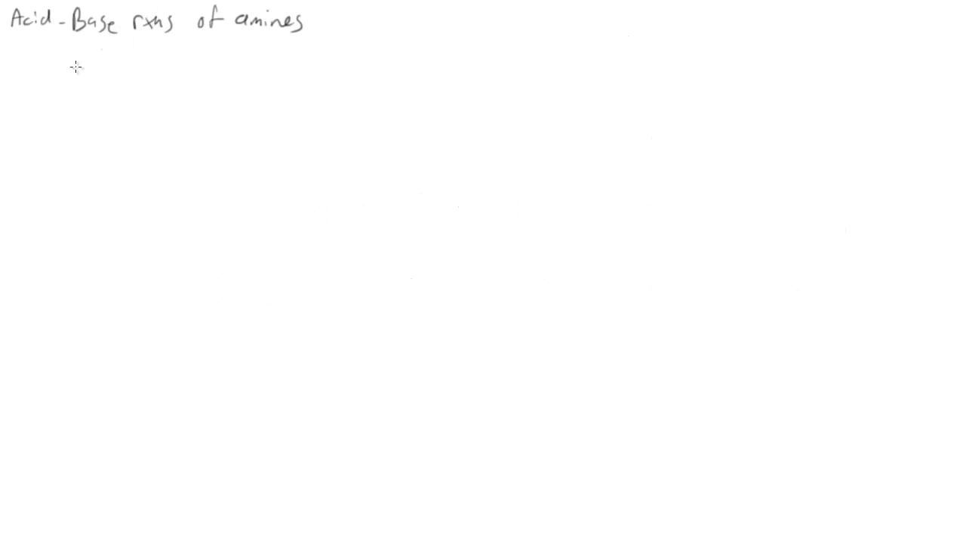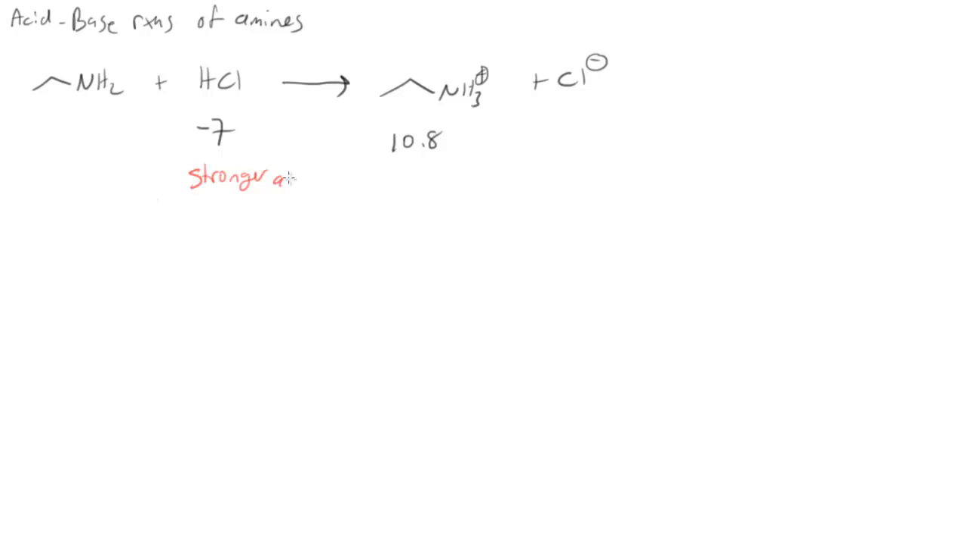Some of the most common reactions that we'll see of amines are going to be acid-base reactions. So for example, if I have ethylamine, and I write that with HCl, what's going to happen? I'd make an ammonium salt, NH3 plus Cl minus. Now the pKa of this ammonium is 10.8, and the pKa of HCl is -7. So which one of those two is a stronger acid? Clearly HCl is a stronger acid, which means that it wants to give up its proton more. So this equilibrium lies in this direction.